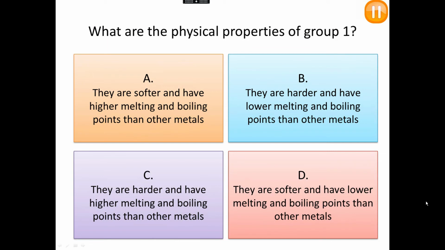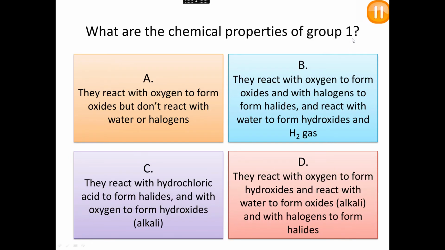Right. Now here we go. Pause the video. What are the physical properties of group 1? Let's check the answer. The correct answer was D. They are softer and have lower melting points than other metals. What about the chemical properties of group 1? Pause the video. Is it A, B, C, or D? Here comes the answer. It was B.